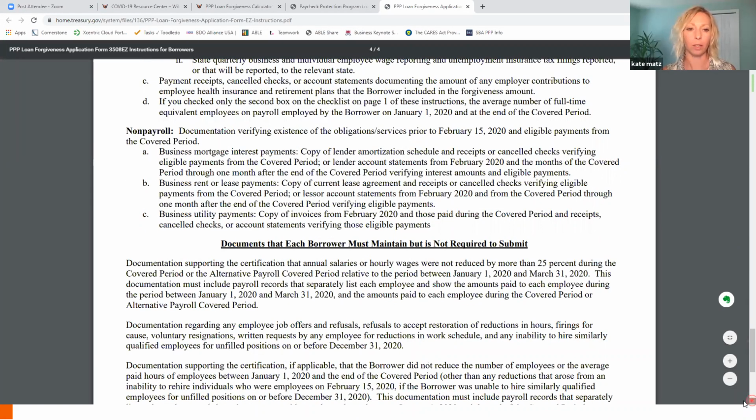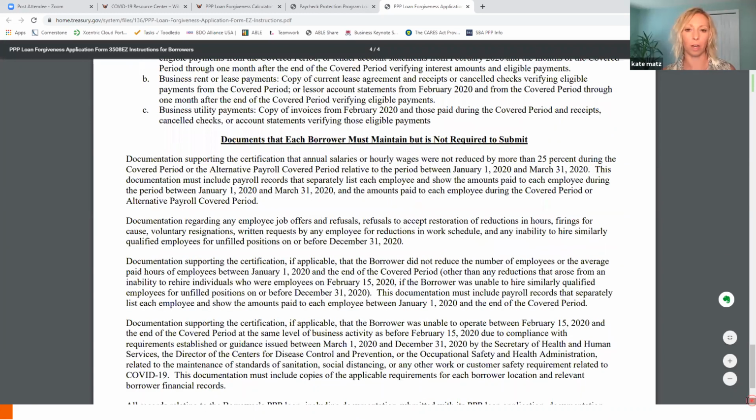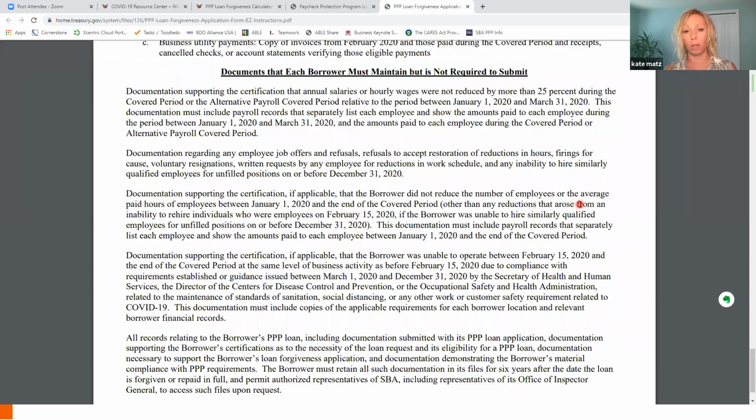Bottom section then talks about other documentation that you do not need to submit with your application for forgiveness, but that you're going to want to maintain. And these really get into the certifications that you're making around being eligible for using this easy form. So documentation that you did not reduce those salary or hourly wages by more than 25%. Documentation if you ran into some issue with FTE but took the exception about folks refusing to come back. Documentation of those refusals.